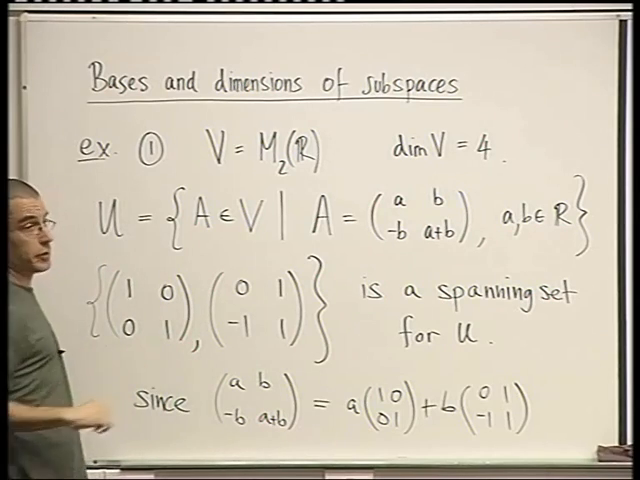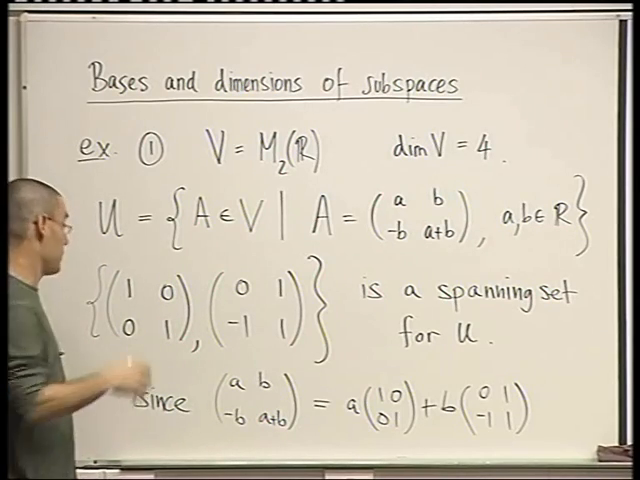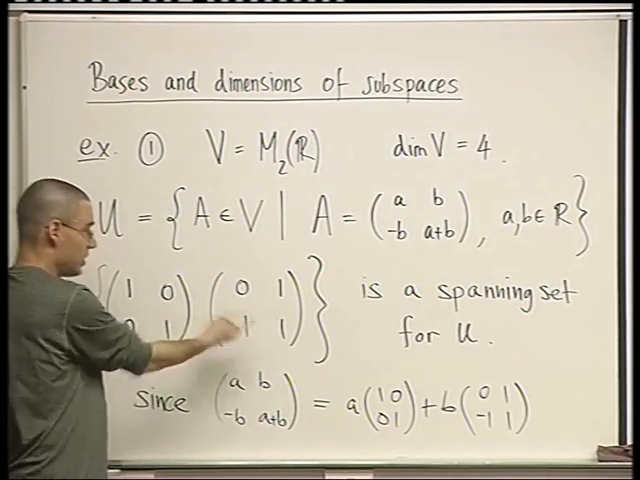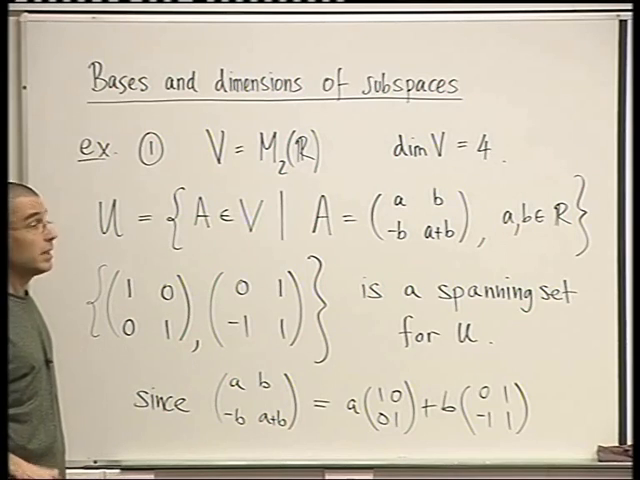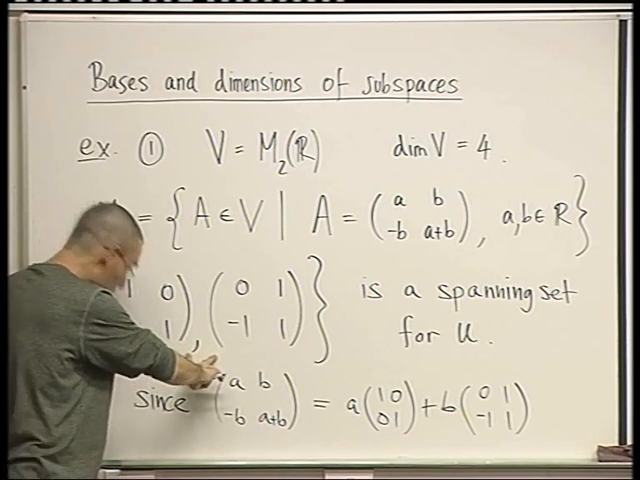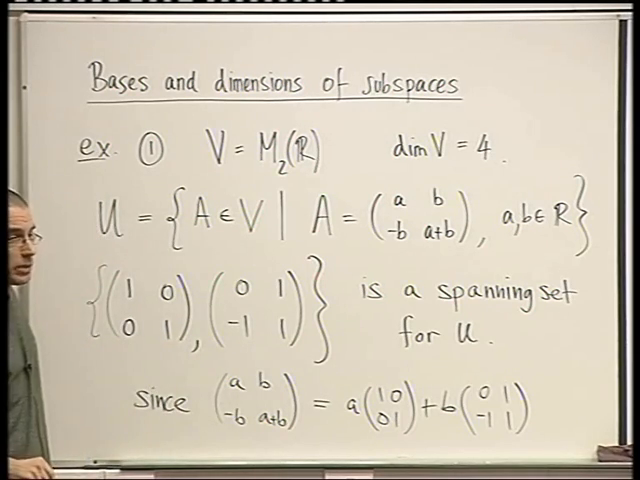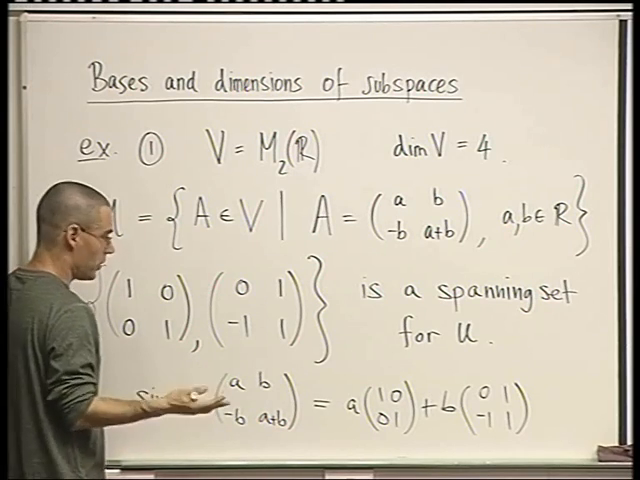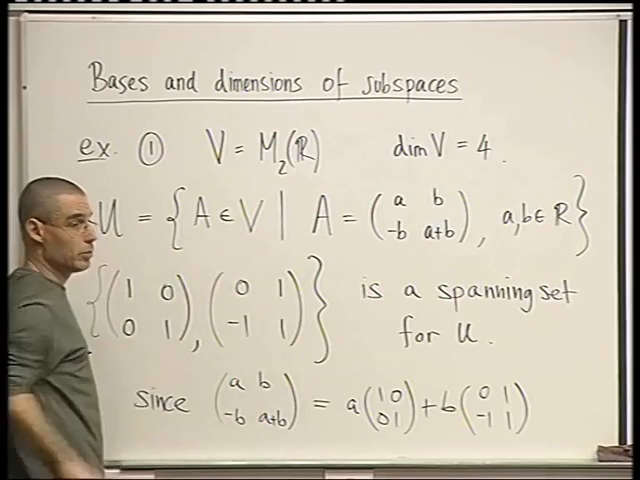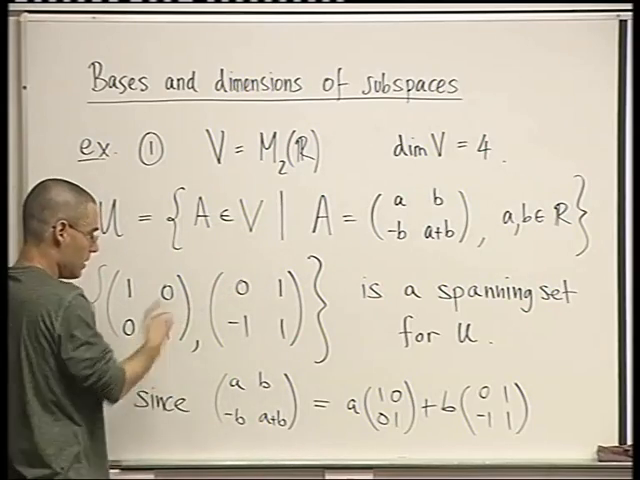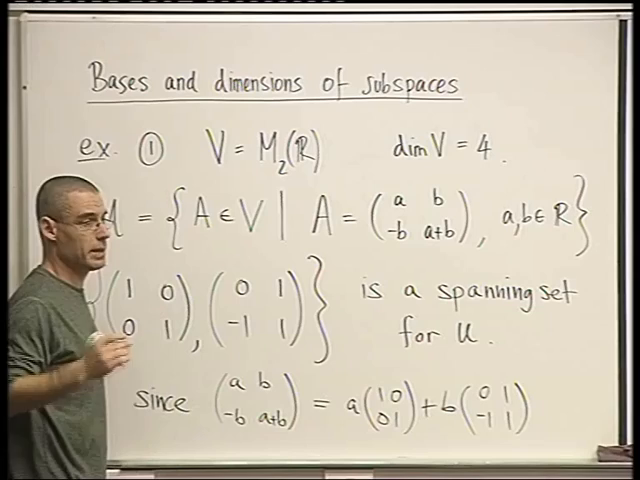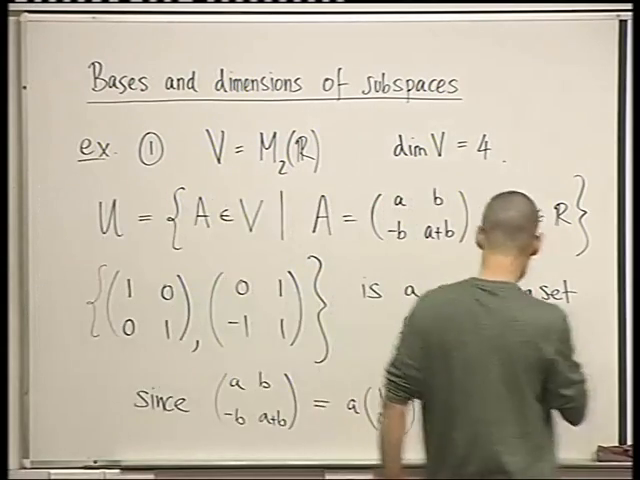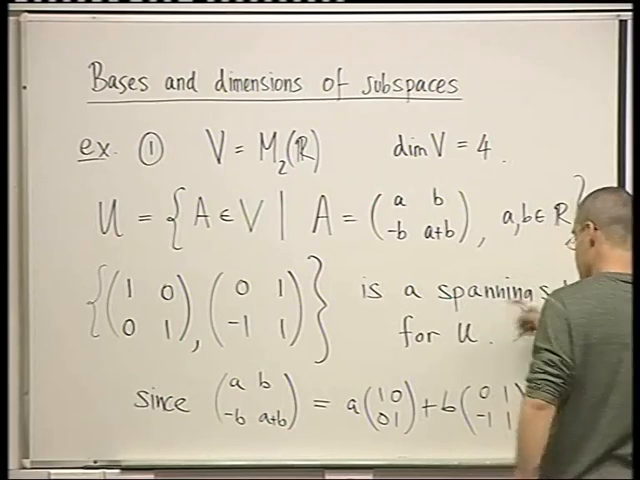Is it a basis for U? Well, we have to check if it's linearly independent. And are these two linearly independent? Yes, they are, because there's only 2 of them and one is not a scalar multiple of the other. So that's one way to say it. If you really want to, you can straighten them out in rows of a matrix, and it's already in echelon form, and there's no zero rows.